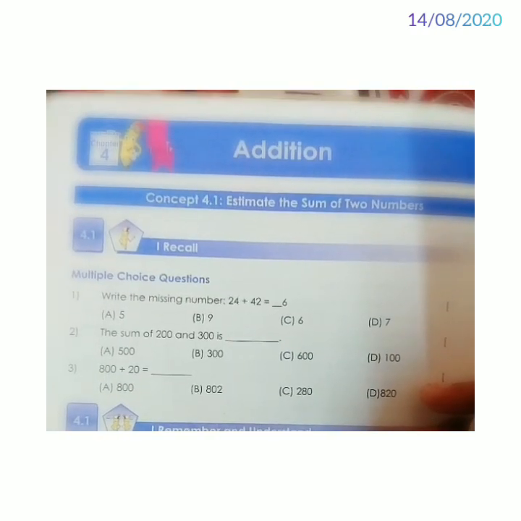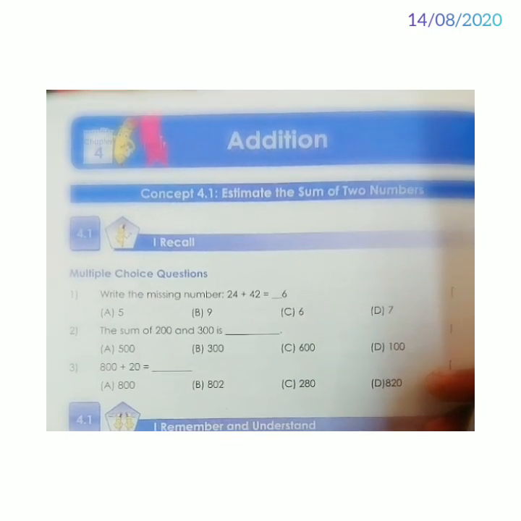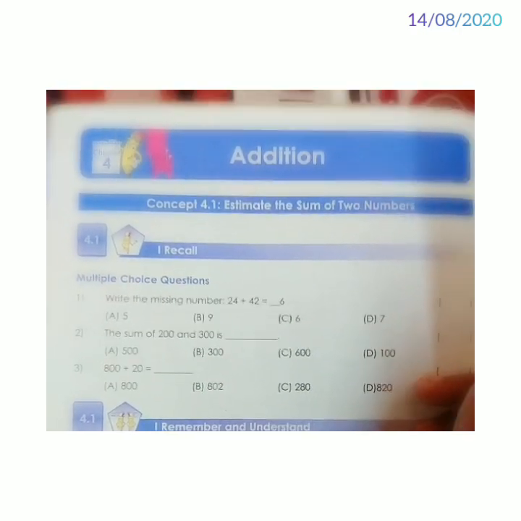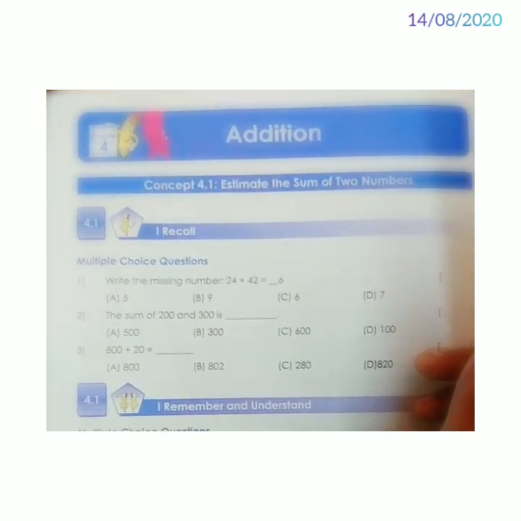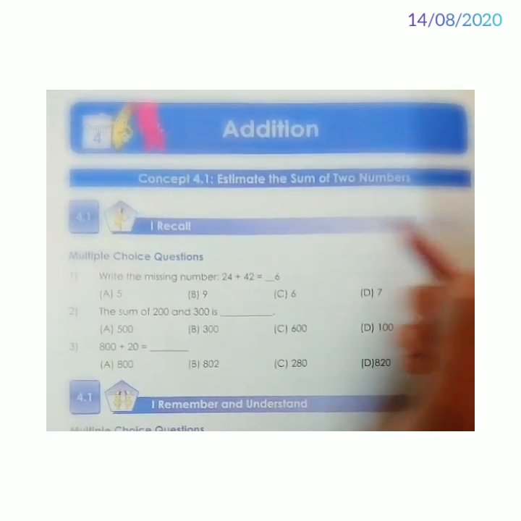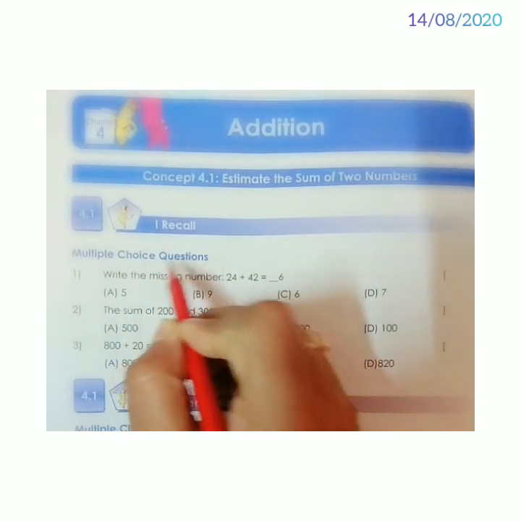Okay, now let's start the session. Dear children, today we are going to do workbook question answers from page number 24. So let's start. The first question, multiple choice question.